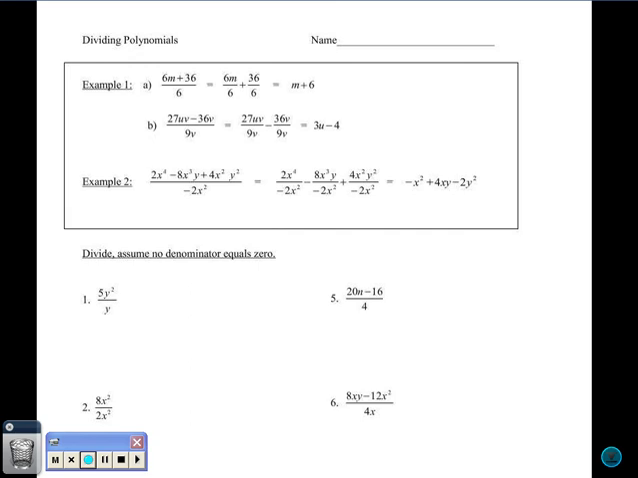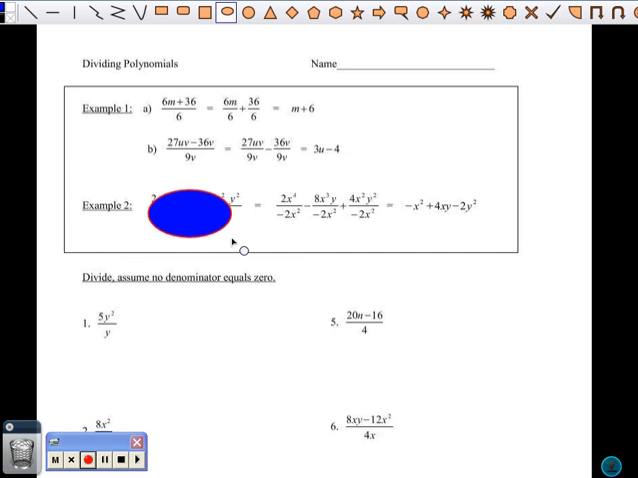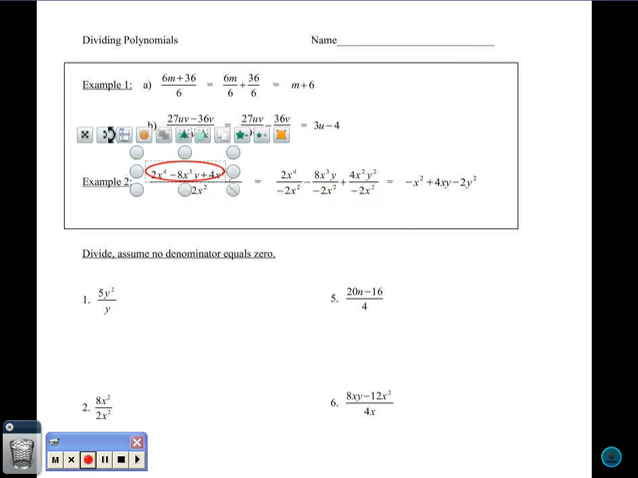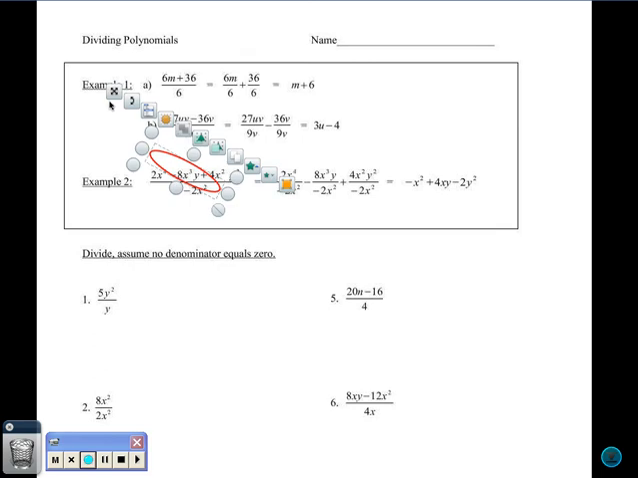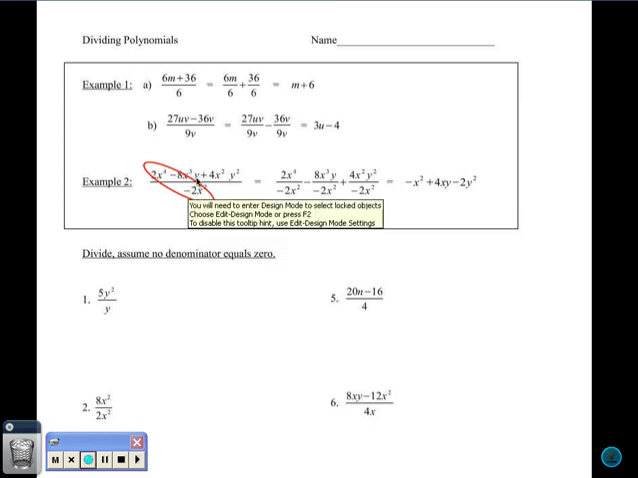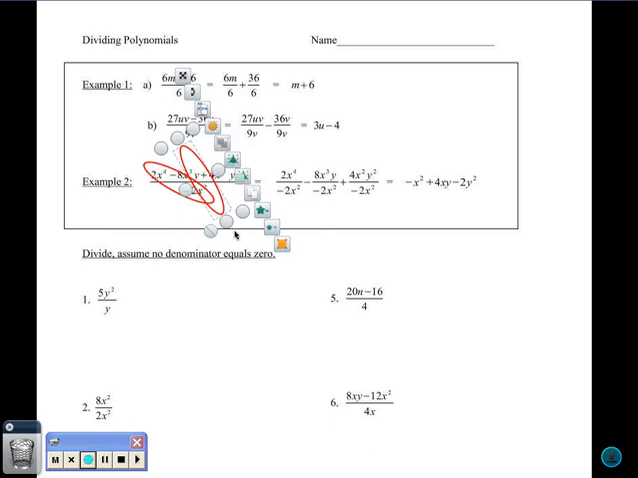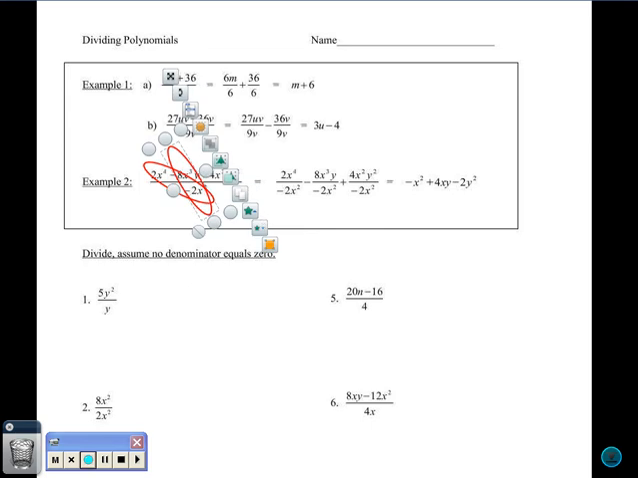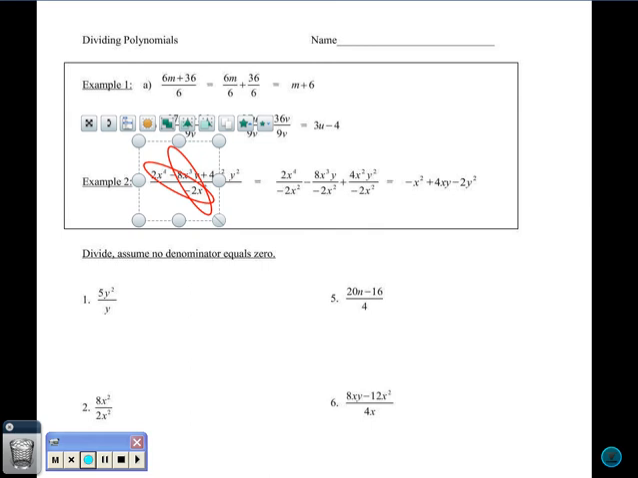The key is that every time you're going to separate, for example, right here, this is going to be 2x to the fourth divided by the denominator. Then you're going to have to do the same thing for each term. This needs to be -8x cubed divided by the denominator. And this drawing is getting confusing, so let's get rid of those. Those are ugly and goodbye.